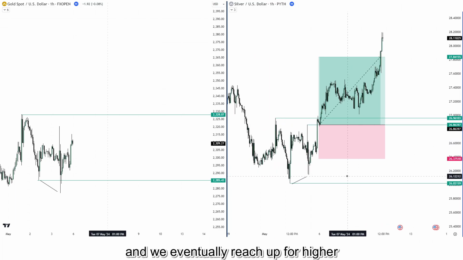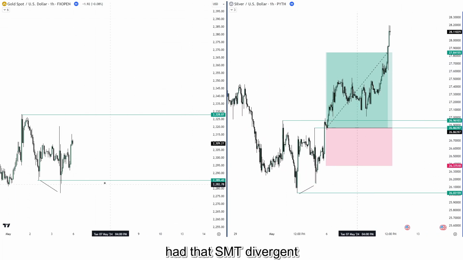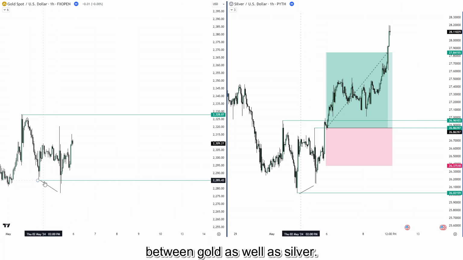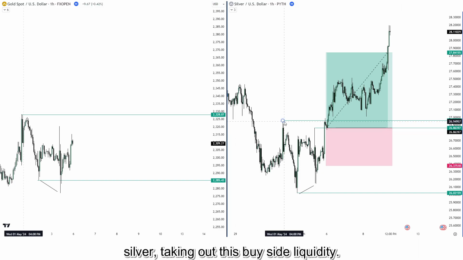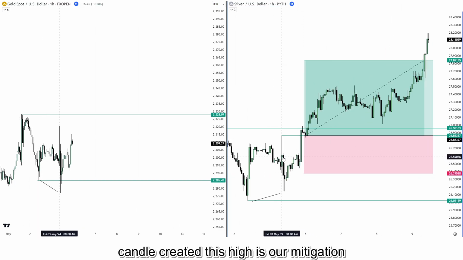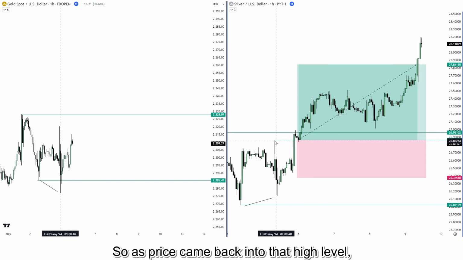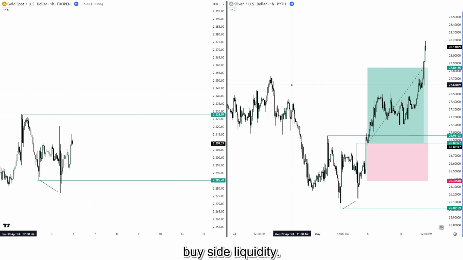And we eventually reach up for higher prices. So as we can see here in this depiction, we had that SMT divergence between gold as well as silver. We broke structure to the upside here on silver, taking out this buy side liquidity. And as we can see here, this last up close candle creating this high is our mitigation block level. So as price came back into that high level, we took our longs 2-to-1 back above this buy side liquidity.